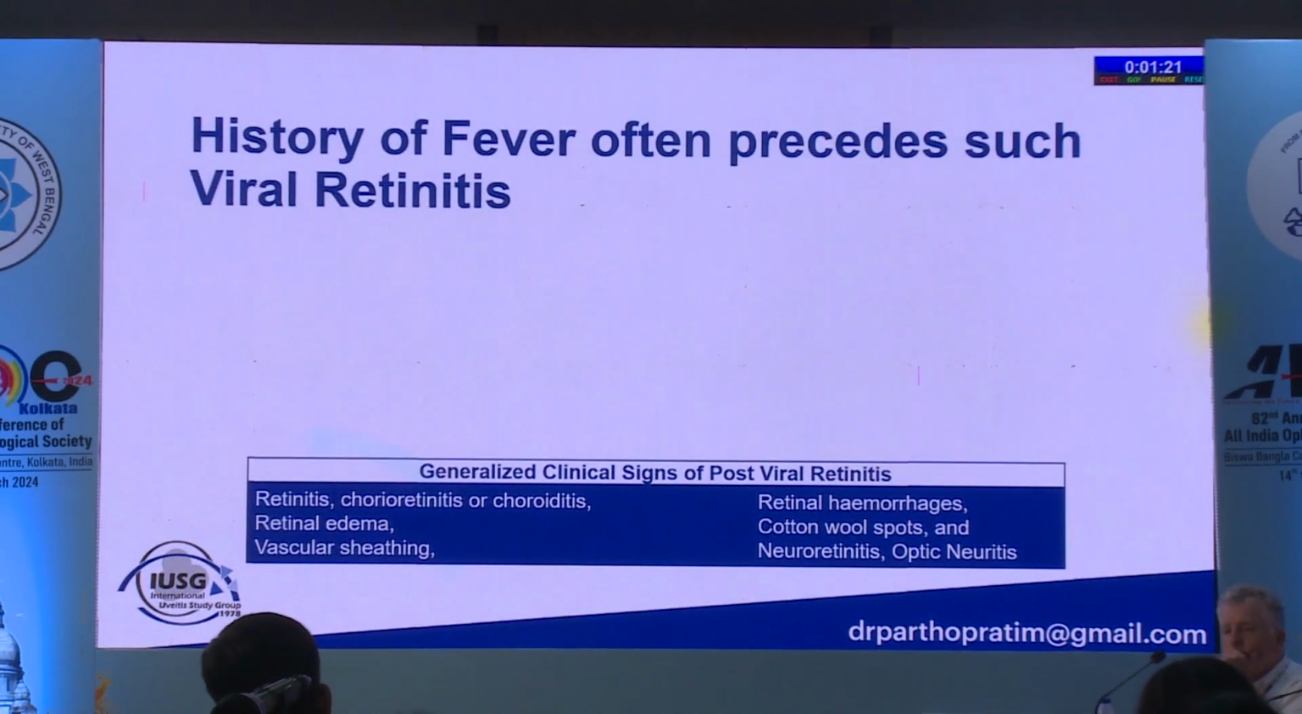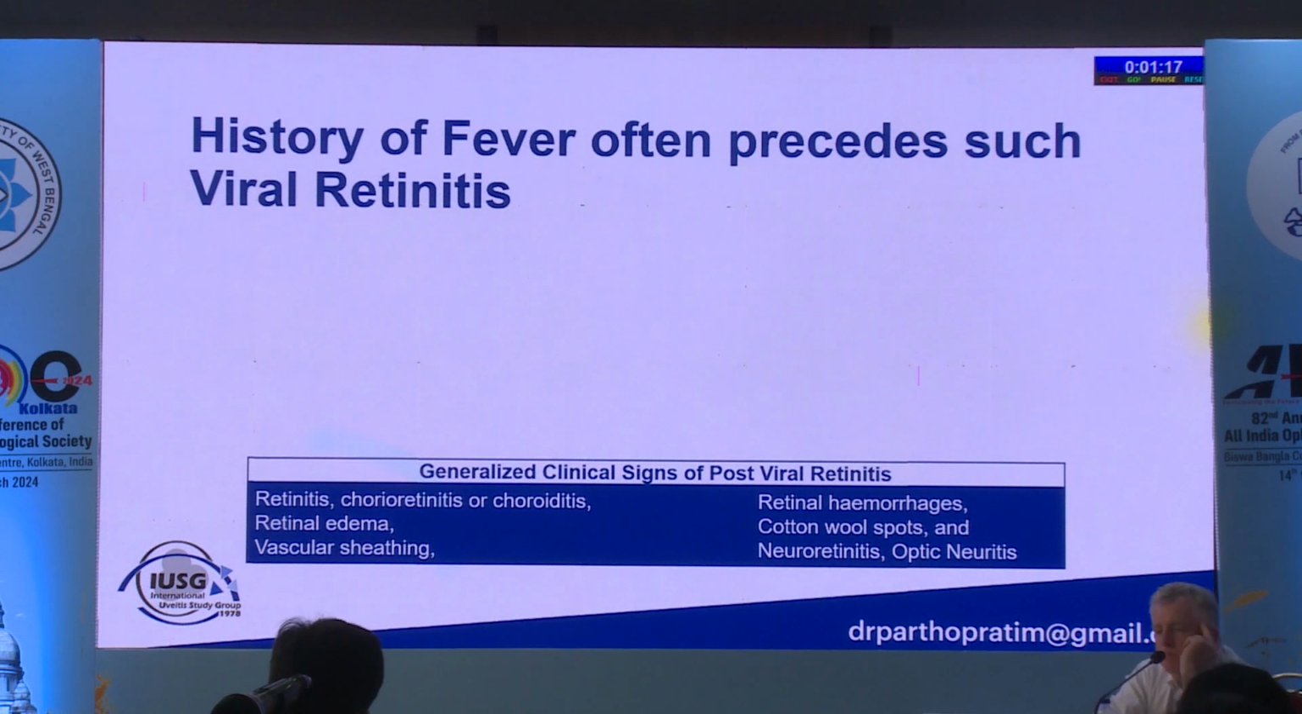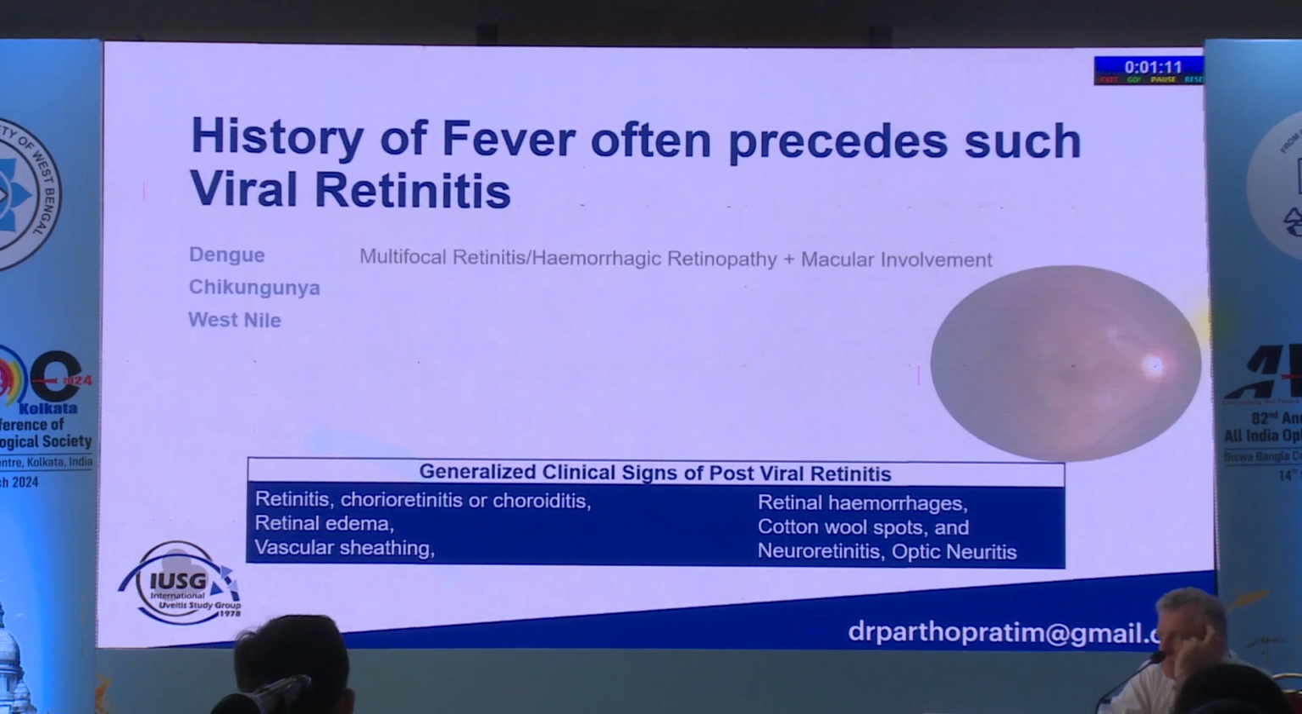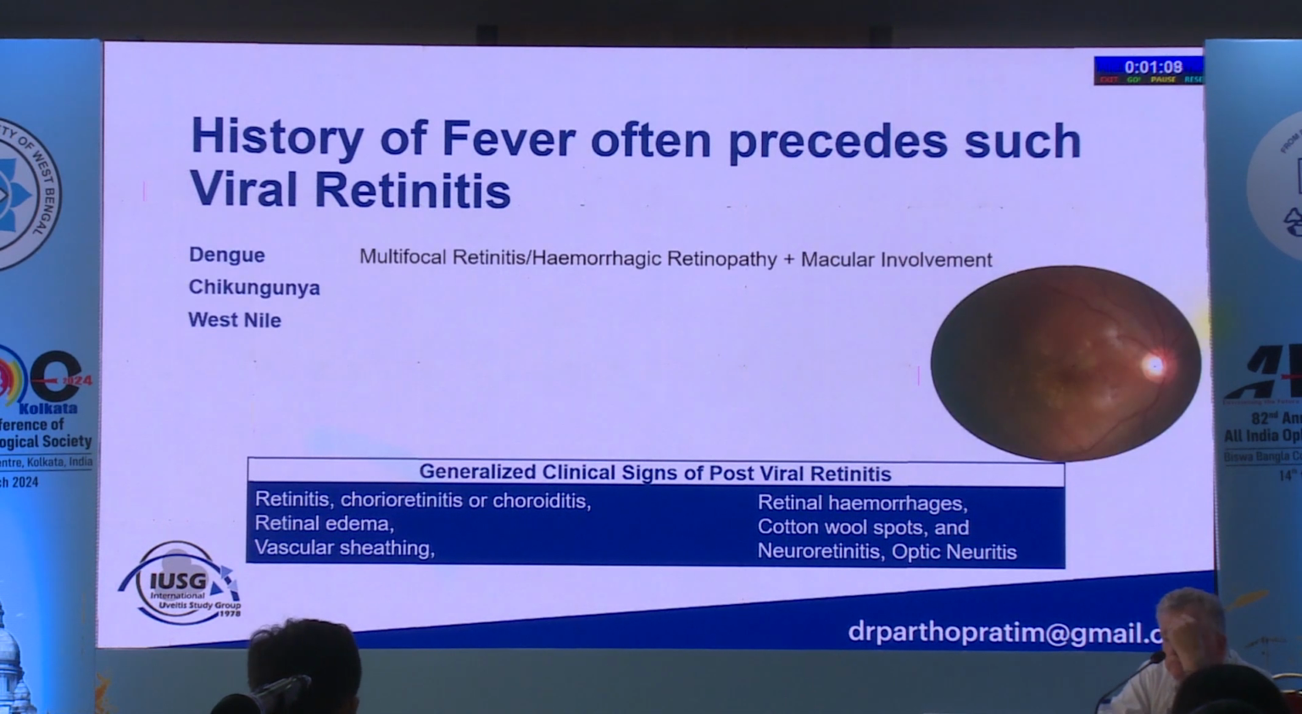Now there is another important point, that we see a history of fever and there is a viral retinitis. So overall you see an umbrella sign like posterior viral retinitis following fever. I'll just try to highlight these three entities. One is dengue. Dengue will have a multifocal retinitis. Hemorrhagic retinopathy can be seen, and they can have macular involvement.